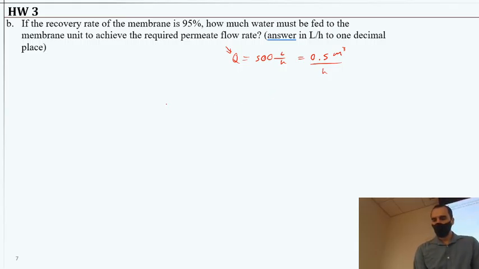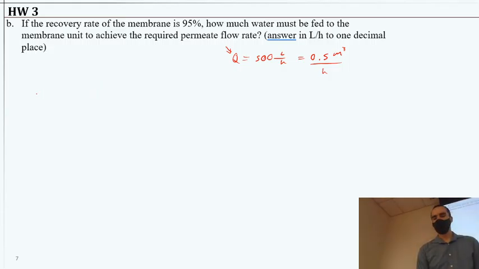Okay. Now, essentially what we're looking for is how much water do we have to actually bring to the membrane if we're only getting 95% of that as usable water out, right? So in a simple sense, at a very intuitive level, you could say, oh, well, we're getting 95% of the water out, so we just take that flow rate, divide it by 0.95, and that should be the total amount that we need to put into it.